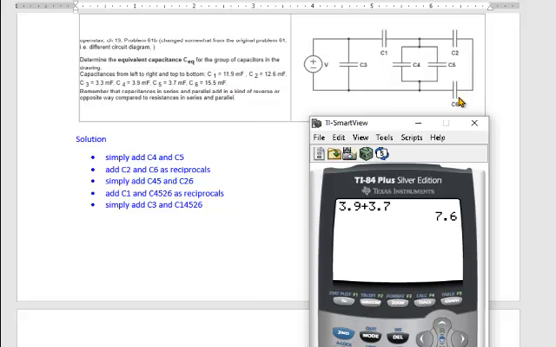C2 and C6 are in series with each other, so as capacitances they add as reciprocals. So C2 is 12.6 reciprocal plus 15.5 reciprocal, and reciprocal again. Enter. Okay. Now C26 and C45 are in parallel with each other, so as capacitances they simply add: 6.95 plus the 7.6. Enter. 14.55. 14.55 is in series with C1, which is 11.9, so they add as reciprocals.